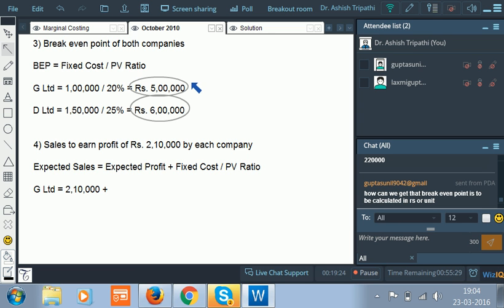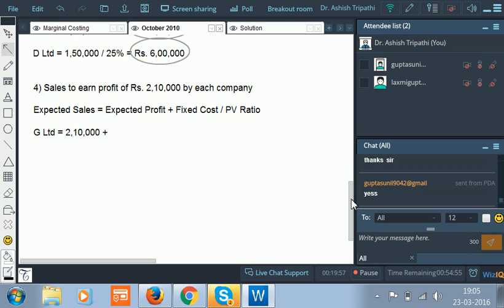Now the next question could be, what if we have PV ratio also as well as contribution per unit also? Suppose if we have both the information with us, in that case what? In that case you will have to calculate for both. You will have to calculate for rupees also, as well as you will have to calculate for unit also. Okay, I think the point is clear. Right now we didn't have contribution per unit, so we went for rupees, break-even point in rupees. Okay, so let us proceed.